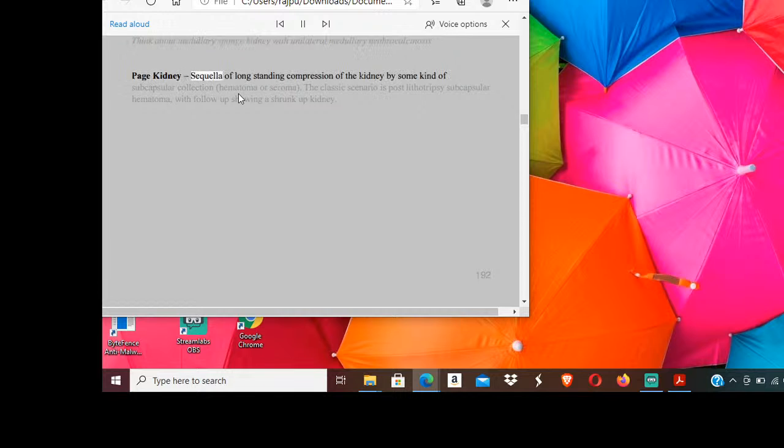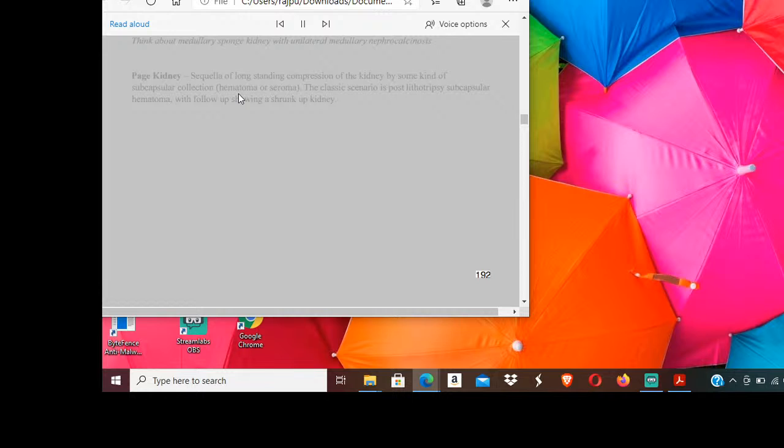Page kidney, sequela of long-standing compression of the kidney by some kind of subcapsular collection, hematoma, or seroma. The classic scenario is post-lithotripsy subcapsular hematoma, with follow-up showing a shrunken kidney.